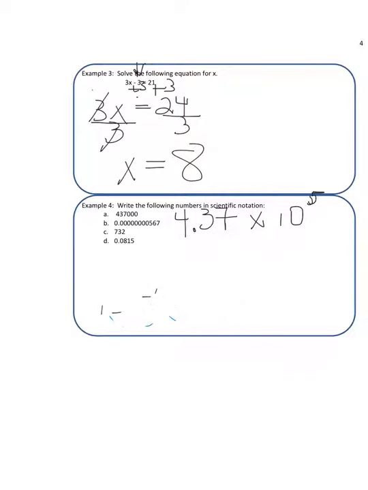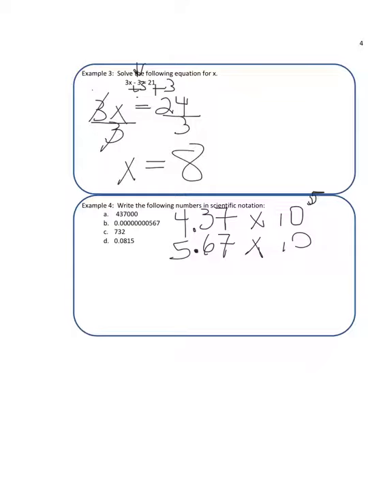Okay, let's erase that and do another one. 0.00000000567. Again, we are going to place the decimal point immediately after the first number that is not 0. That's a 5. So we have 5.67 times 10 raised to a power.